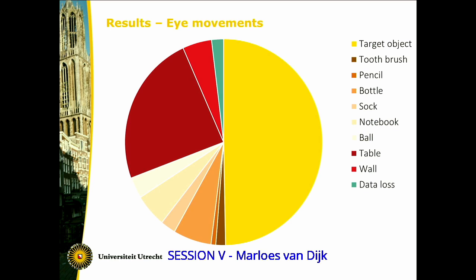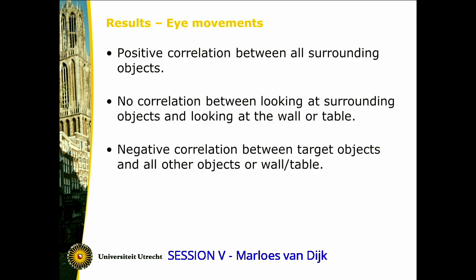So we found that there was a positive correlation between all surrounding objects, meaning that when children looked at one surrounding object more, they were also more inclined to look at another surrounding object. There was no correlation between looking at the surrounding objects and looking at the wall or the table. And there was a negative correlation between the target objects and all the other objects, and also the wall and the table, which kind of makes sense.